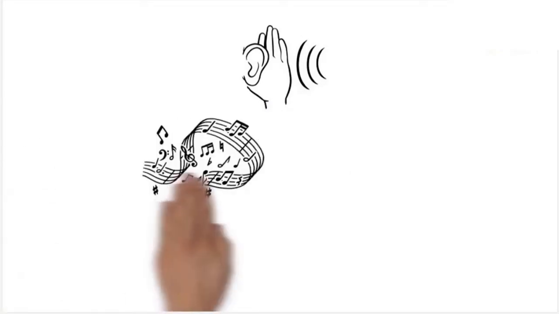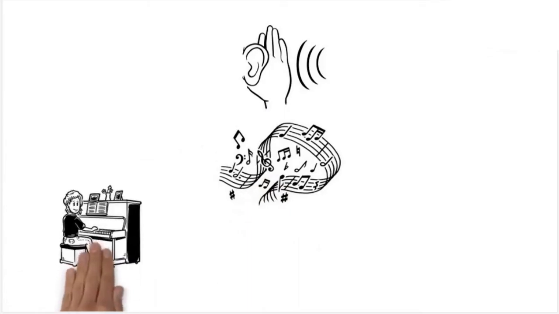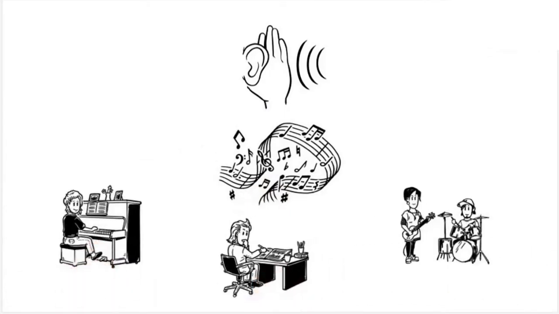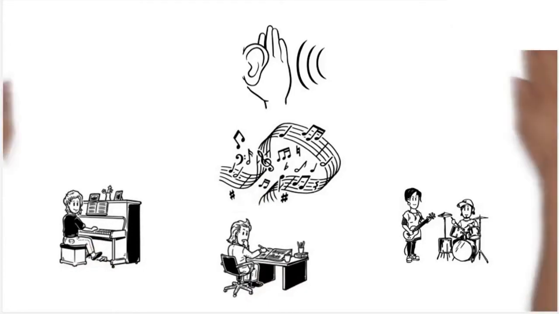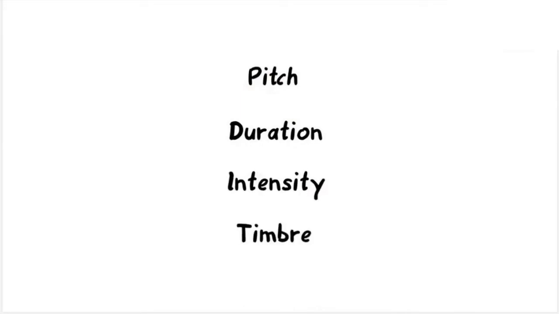This is very important to understand the musical notation system and to be able to make music, whether playing a piece, composing, or improvising. The parameters of the sound are the categories that are established from the differences between the sounds. The sound parameters are pitch, duration, intensity, and timbre.